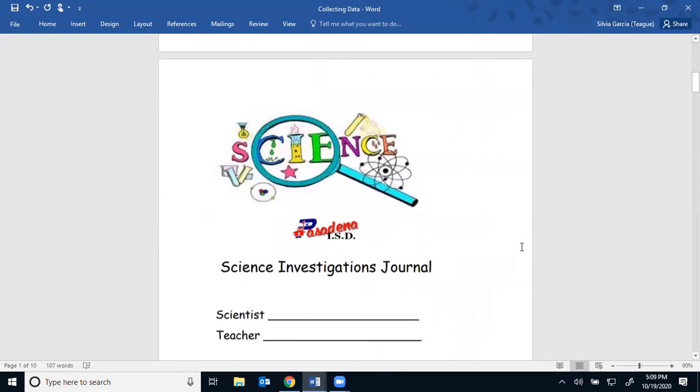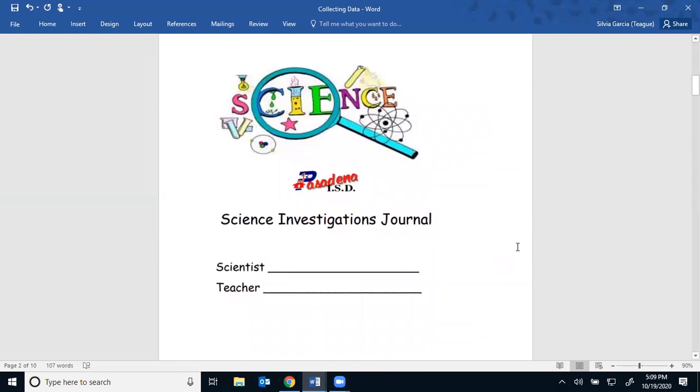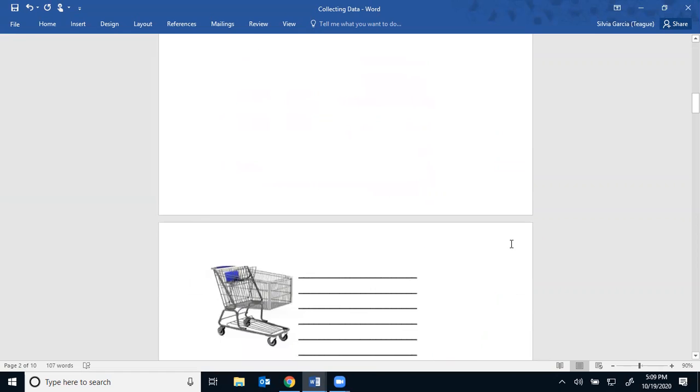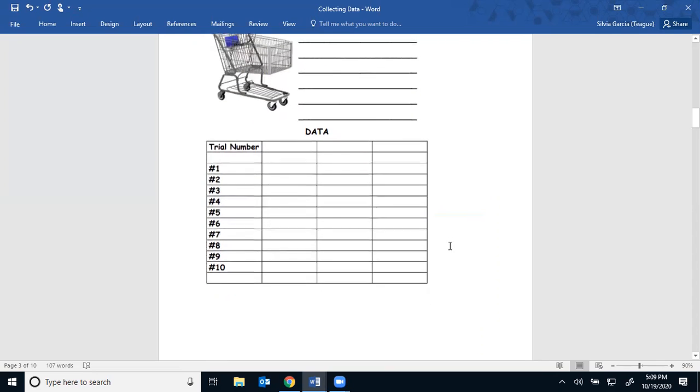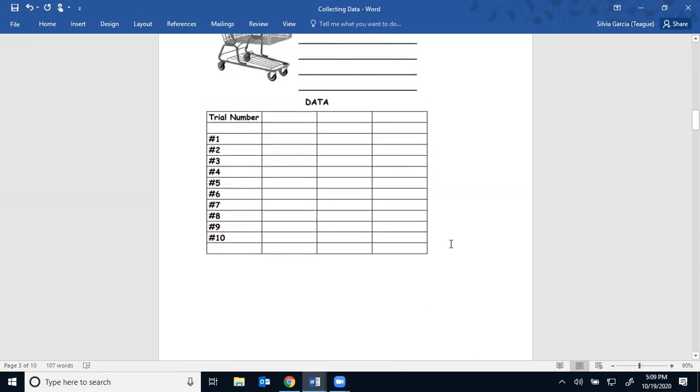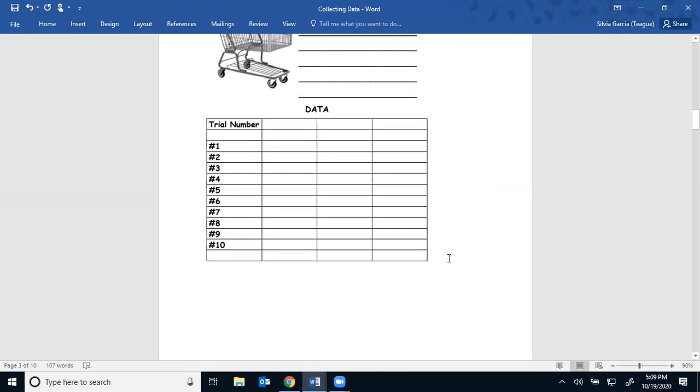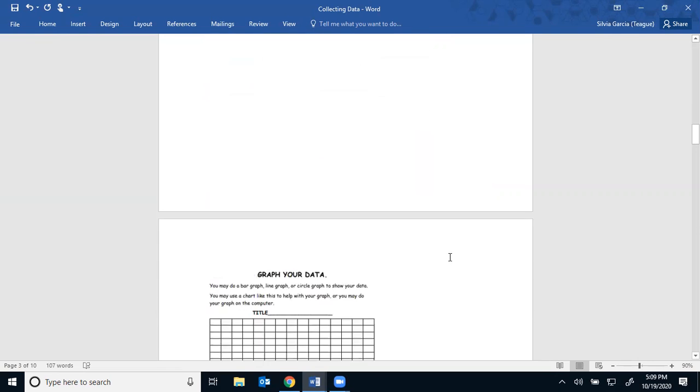So we're going to be working out of our Science Investigations Journal and recording all of our collection of the data inside of here. And it'll be on a page that looks like this one. We're just going to do 3 trials, but this is where our data is going to go. Our data is going to be the measurable and observable information that we collected.